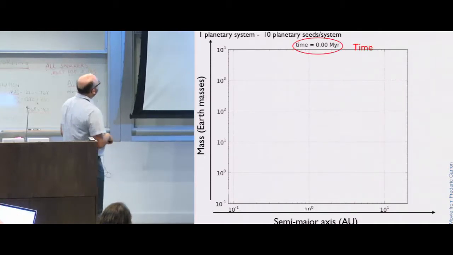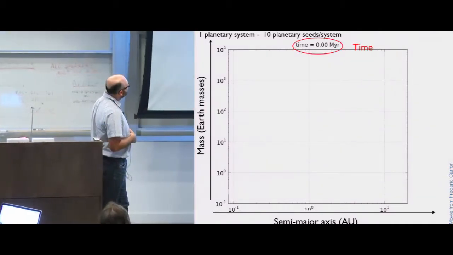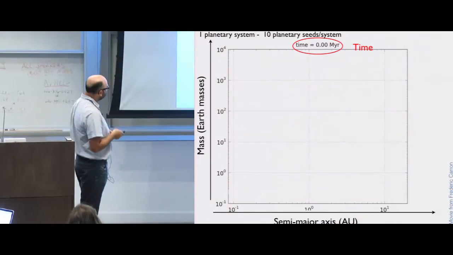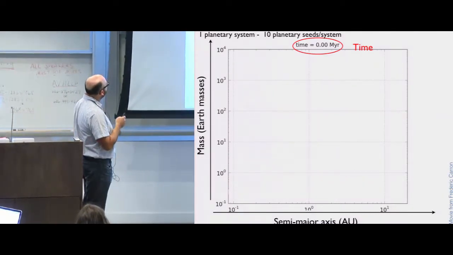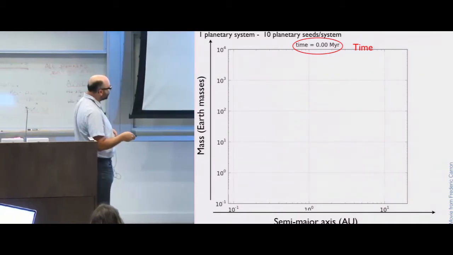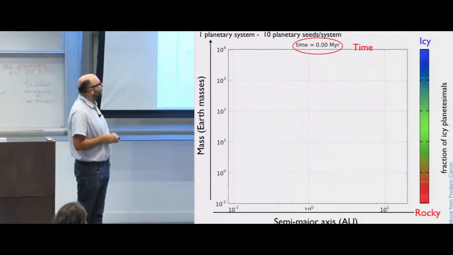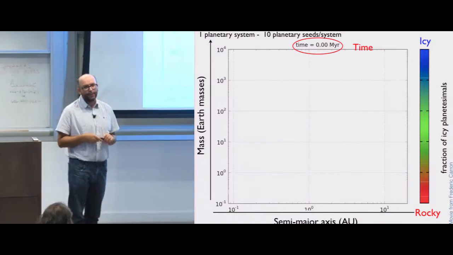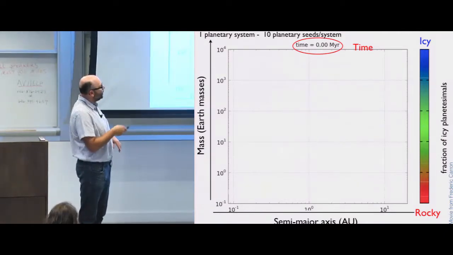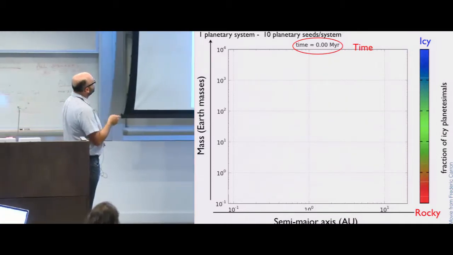Just to give an example, this is the formation of planetary systems. In this case, you have the mass of a planet, again in log scale in Earth masses, and this is the semi-major axis, so 1 AU, 10 AU. The color code is the fraction of icy planetesimals in the planets. Blue planets are volatile rich, and red planets are volatile poor. And here you have the time.